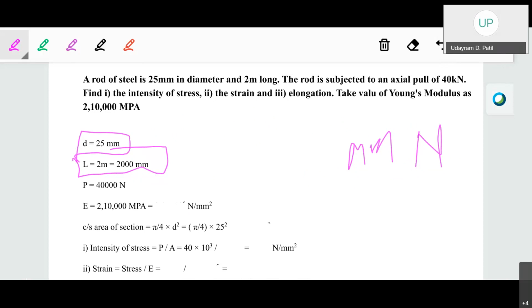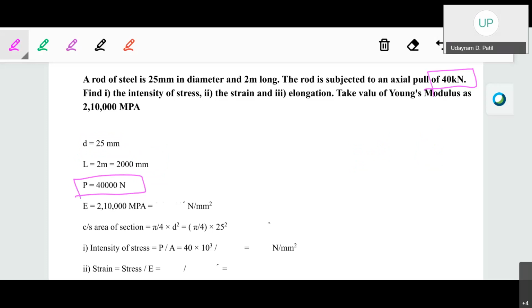Okay, so 2 multiplied by 1000 will give us the length of the bar in mm, that is 2000 mm. Next, P is given in kilonewton, that is 40 kilonewton. So we are converting that load into Newton, that is 40 multiplied by 10 raised to 3, that is 40,000 Newton.